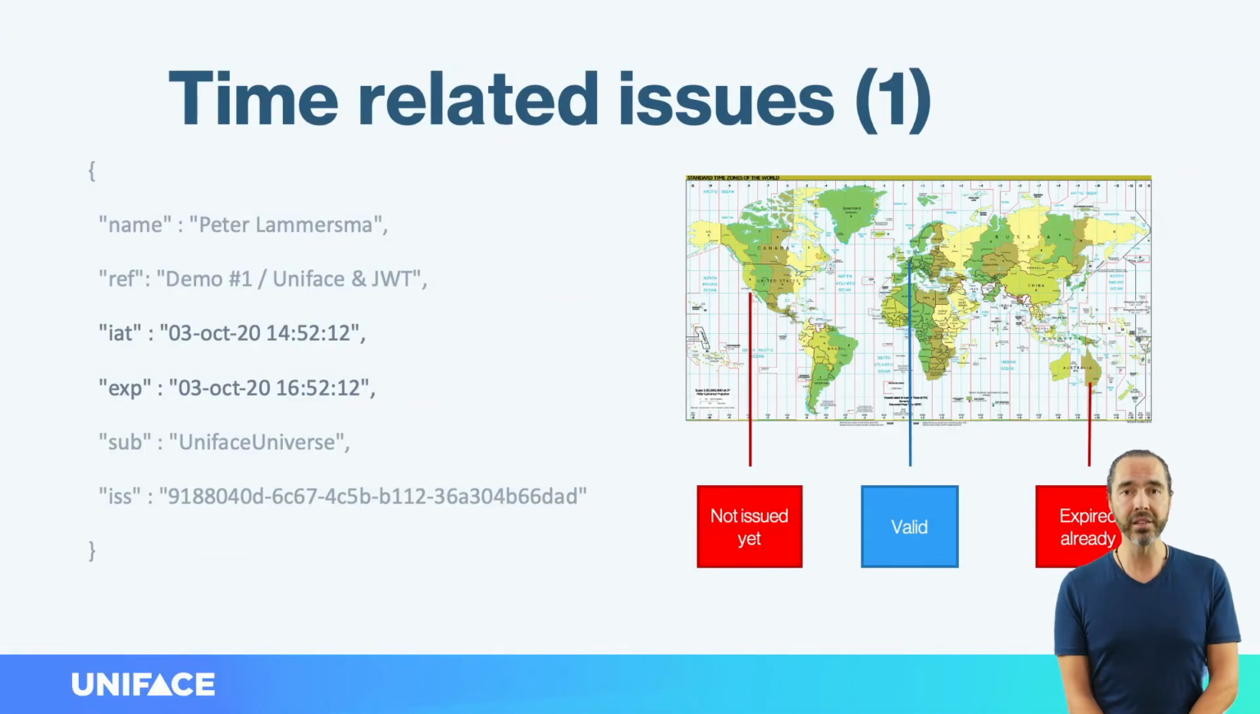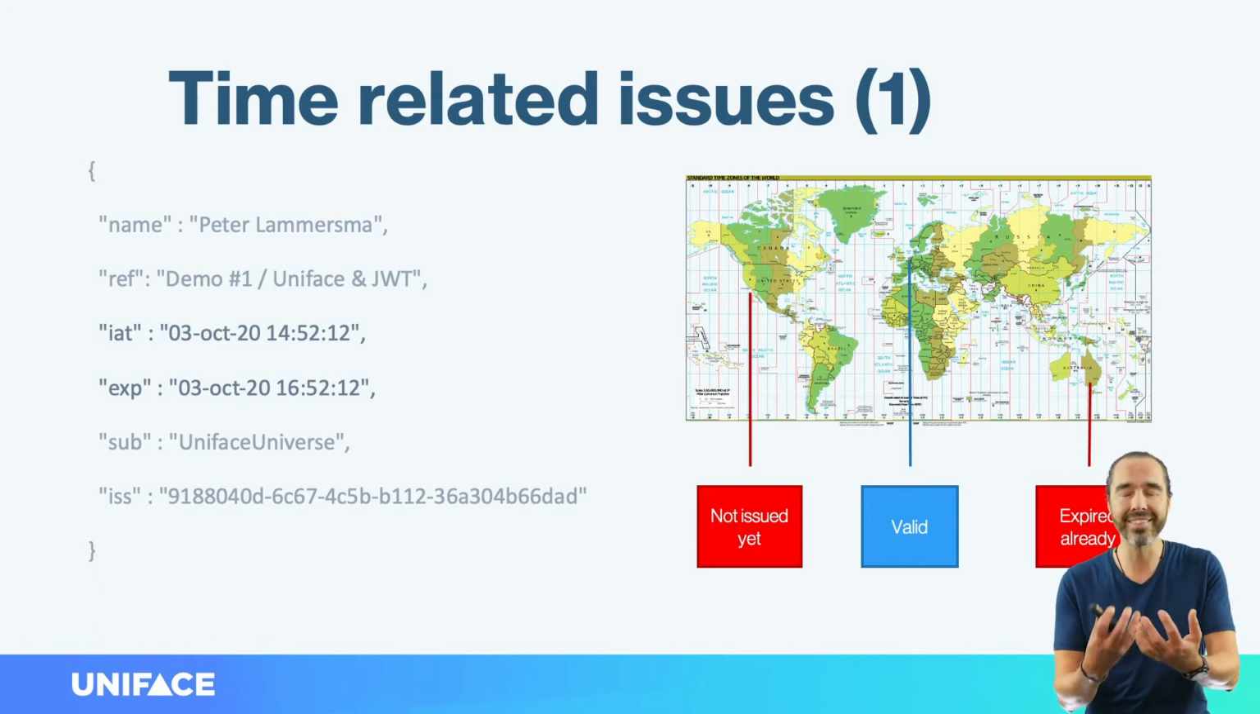Let's go to the time-related issues. When I created this presentation, I created this payload. It was on October 3, 14:52 in the afternoon in the Netherlands, and it expires 2 hours later at 16:52 in the afternoon in the Netherlands. At the same time in Australia, it's 9 hours later. So the token was already expired there. At the same moment in LA, it's 5:52 in the morning. The token wasn't even valid there. It wasn't even issued at that time.